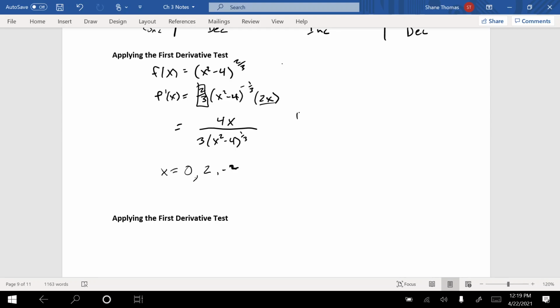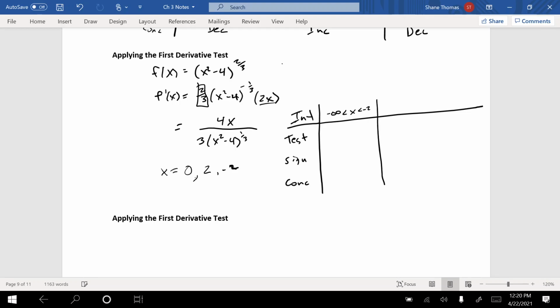So now we set up our chart: our interval, our test value, our sign, and our conclusion. We have 3 values, so that means we're going to have 4 intervals. Negative infinity to negative 2, negative 2 to 0, 0 to 2, and x greater than 2.